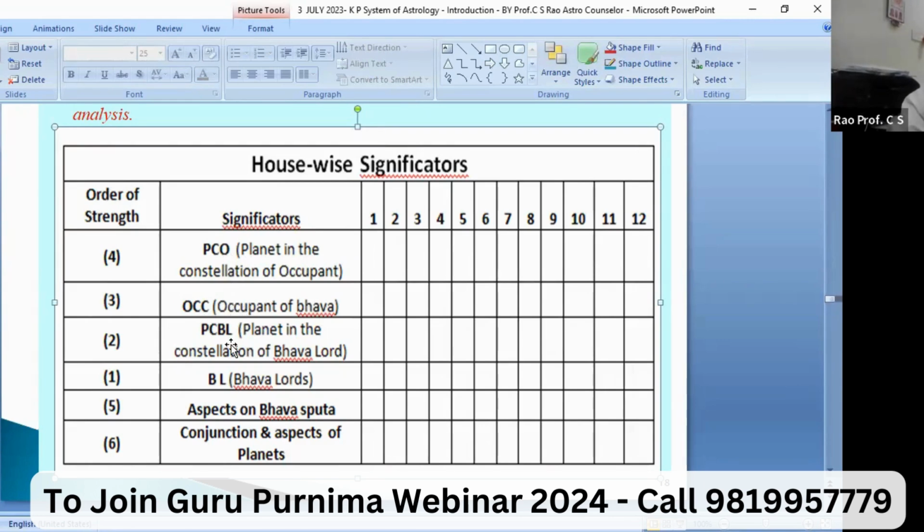Occupant, and next best, next PCBL, next BL. Sometimes what happens, you will find Bhava Lords here, and the 2nd, 3rd, 4th items may be vacant in some Bhavas. You will come across that. Then we call that Bhava Lord the sole significator of that Bhava. Suppose let us say the 9th Bhava. The 4th is vacant, 3rd is vacant, 2nd is vacant. Bhava Lord cannot be vacant. Bhava Lord is present in the 9th house. So Bhava Lord is the sole significator of the 9th, which is the common terminology we use in the KP system.